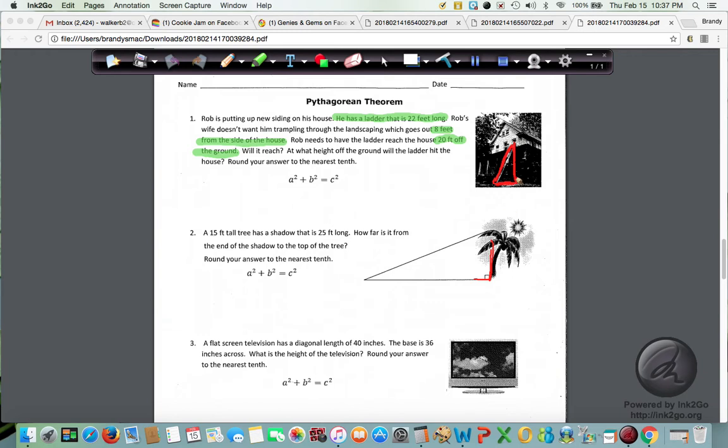And that's important because what is the very first thing we do? We need to figure out where is our C. So we draw our arrow, and this is our C. The ladder is going to be our C. And we know that the ladder is 22 feet long. So this right here is 22. Our C is 22. We know that it has to go out 8 feet from the side of the house. So that's this base part right here, which is going to be your 8.